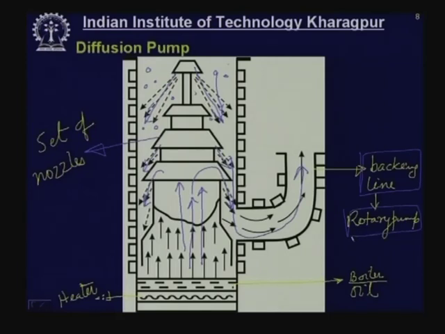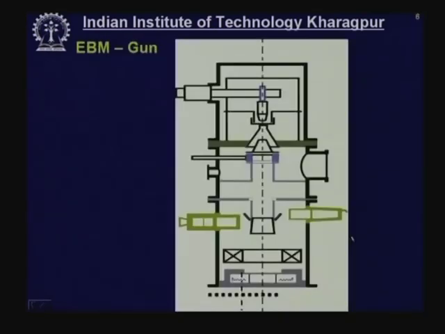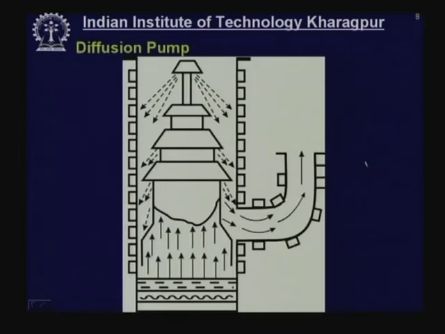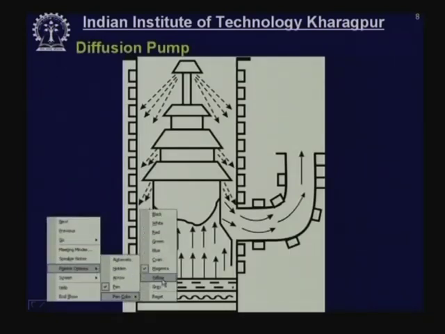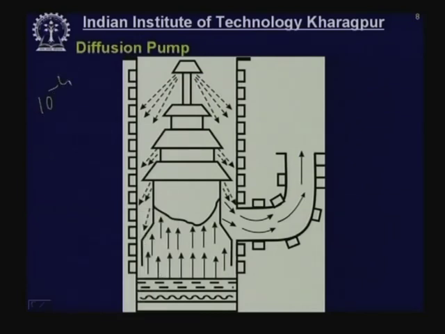And in this way, within the electron beam chamber, which was here, this is the connection for the diffusion pump. So, within this chamber, we will be getting a vacuum on the order of 10 to the power minus 4 to 10 to the power minus 6 torr.